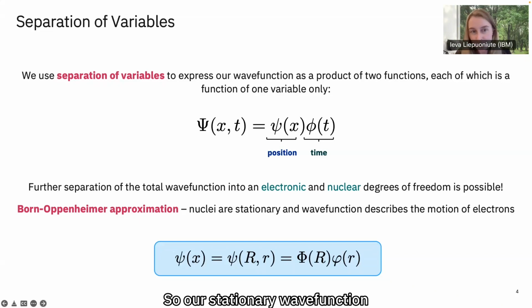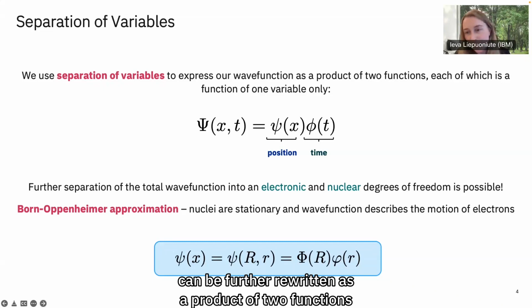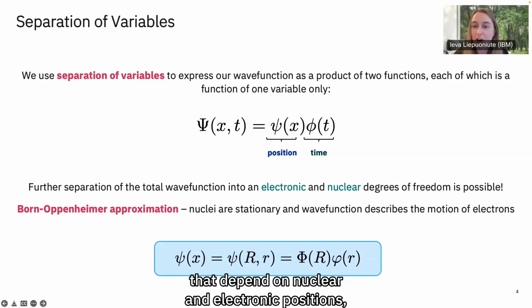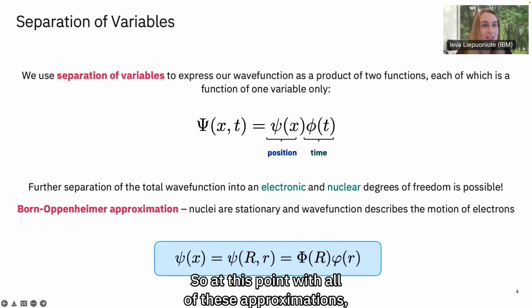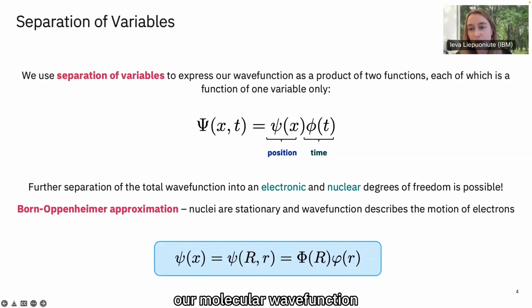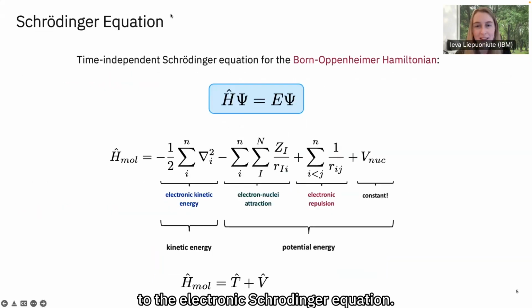So our stationary wave function, as depicted at the bottom of the slide, can be further rewritten as a product of two functions that depend on nuclear and electronic positions, the former of which can be neglected. So at this point, with all of these approximations, our molecular wave function depends on the electronic part only, which is the solution to the electronic Schrodinger equation.